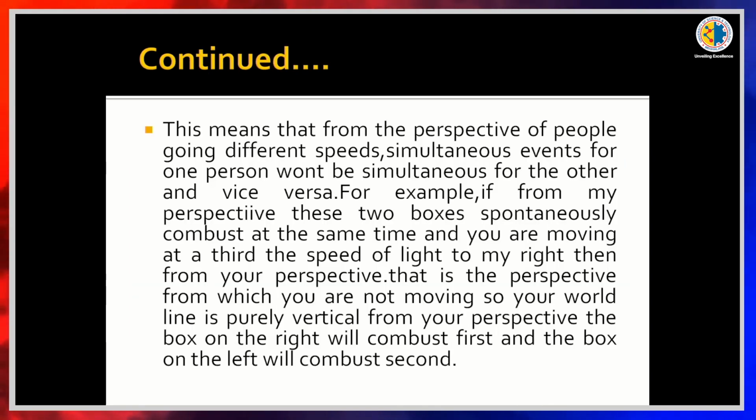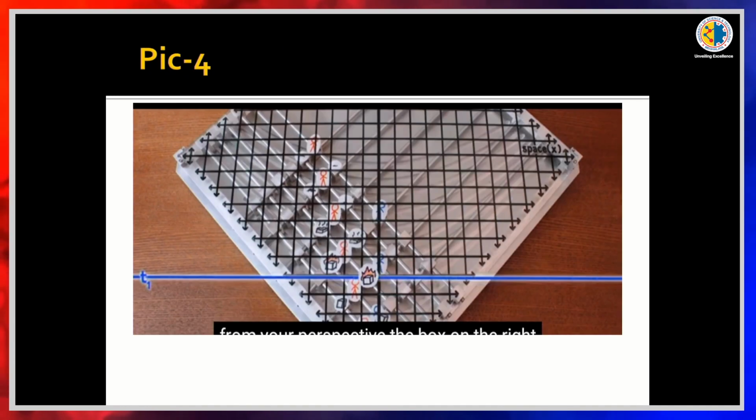This means that from the perspective of people going different speeds, simultaneous events for one person won't be simultaneous for the other and vice versa. For example, if from my perspective these two boxes spontaneously combust at the same time and you are moving at a third the speed of light to my right, then from your perspective, it is left. So, this is the picture.